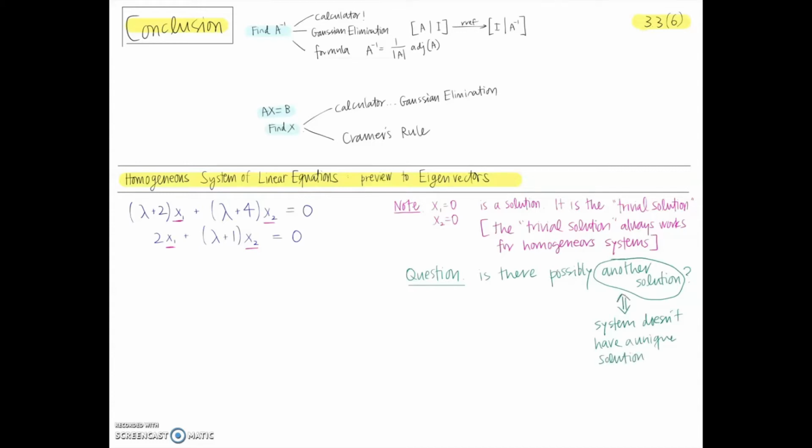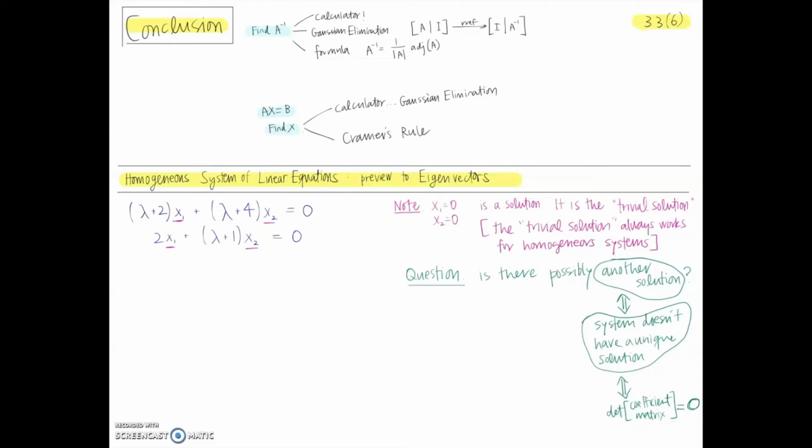And this goes both ways. If the system doesn't have a unique solution, well, that implies both ways that the determinant of the coefficient matrix... So you tell me, should this equal 0 or not equal 0? So a system doesn't have a unique solution. Should this equal 0 or not equal 0? It should definitely equal 0, because that's what it means.